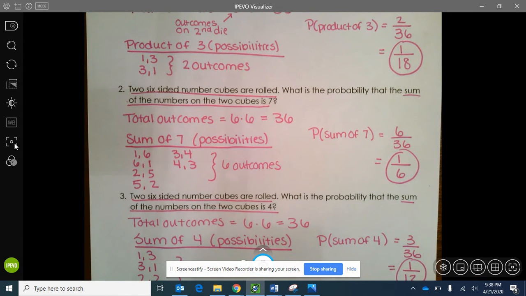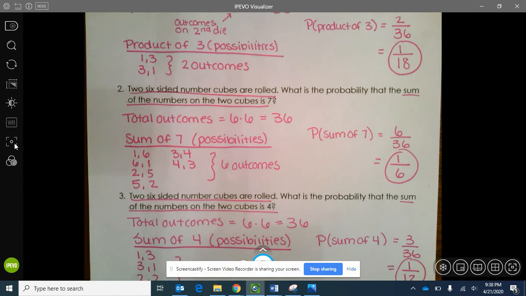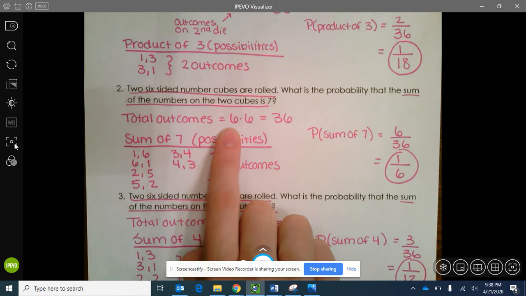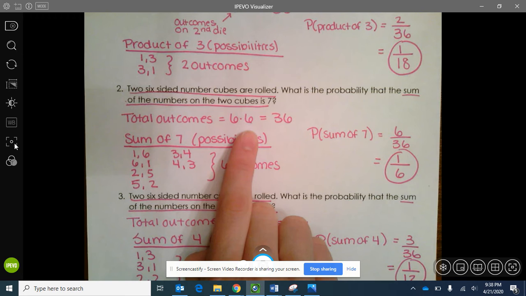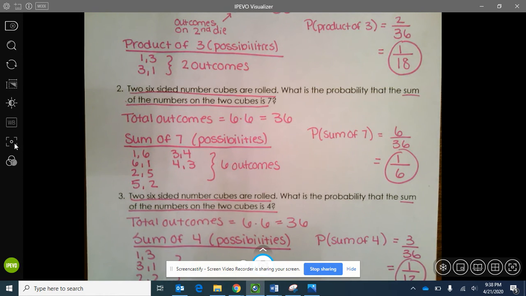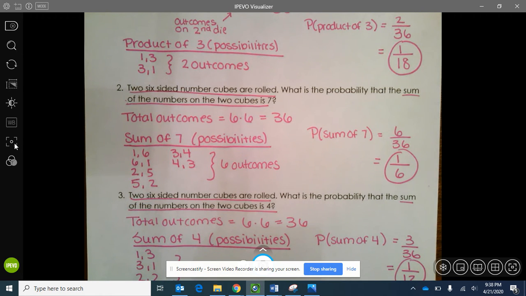Take a look at number 2 here. 2 6-sided number cubes are rolled. What is the probability that the sum of the numbers is 7? So once again, you want to start by finding the total number of outcomes, which is 36. 6 outcomes on the first die, 6 on the second. 6 times 6 is 36. Now, to get a sum of 7, sum means to add, so the numbers have to add up to 7. So once again, make yourself a list of all the ways that the numbers could add to 7.